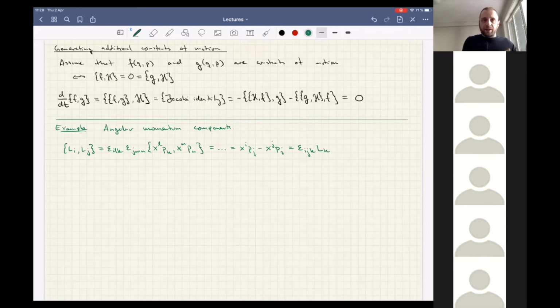So this tells us that the commutator of two of the angular momentum components is proportional to the other angular momentum component, which also tells us that if we have two of the angular momentum components conserved, then also the third component is going to be conserved. So we can't have just two of the angular momentum components conserved. If two are conserved, then all three are conserved. However, you can have just one conserved, and the two others being time dependent.